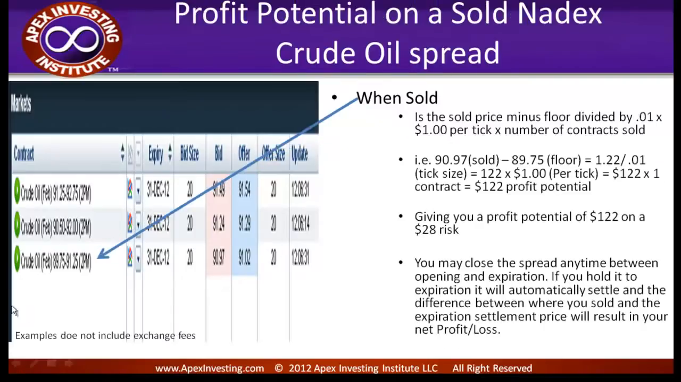So if you sold this contract, what would the profit potential be? So what we do is we take the sold price, $90.97, minus the floor of $89.75, and we get $1.22 divided by the tick size, 0.01, and we get 122 ticks, times $1 per tick. So this spread right here has a profit potential of $122 times one contract in this case, giving you a profit potential of $122 on a $28 risk. And again, you can close the spread at any time before expiration.